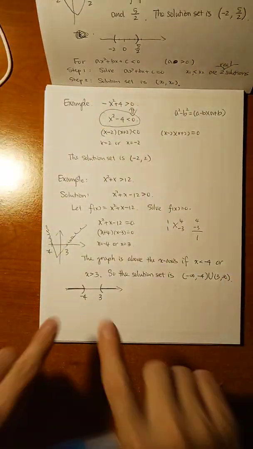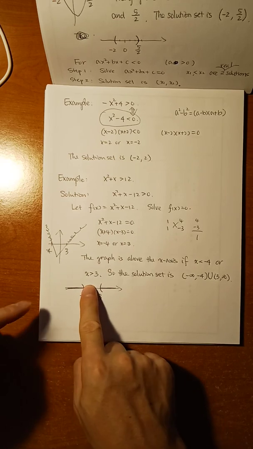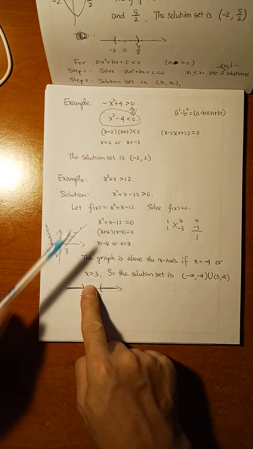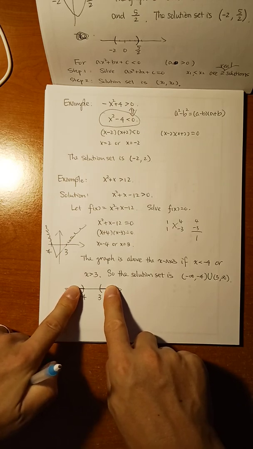Okay, so you see here, those 2 points give you 3 parts. The middle part corresponds to the inequality less than 0. The left or right part corresponds to the inequality greater than 0.